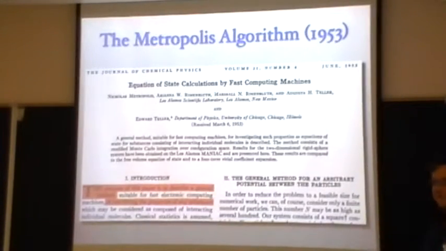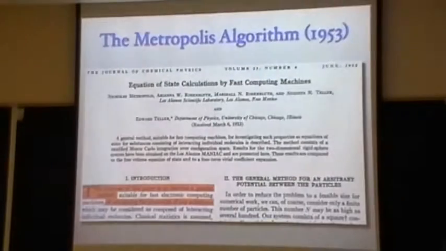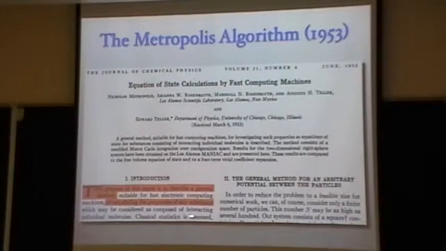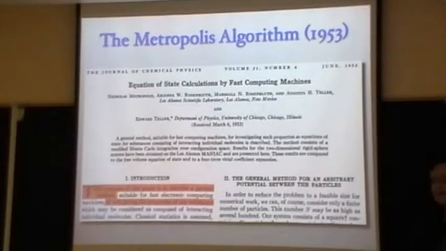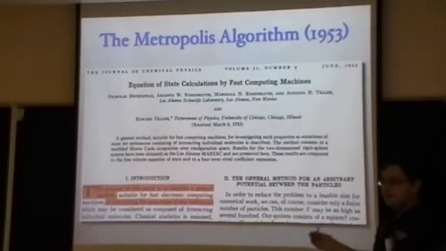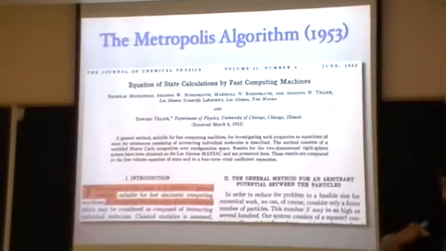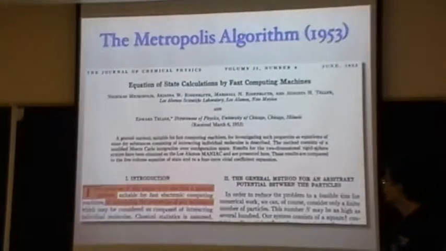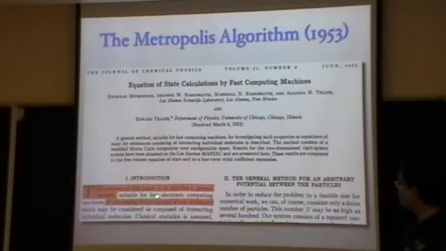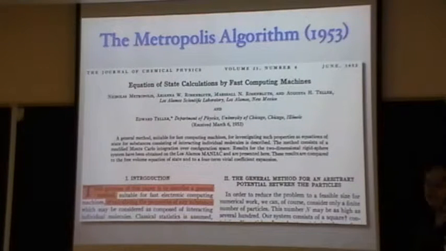So they say they have solved this key problem of statistical mechanics. There's a sentence here that classical statistics is assumed. We solve that problem in the next days. But here they have a method of calculating the properties of any classical system, with a caveat, suitable for fast electronic computing machines. The fast machines which we have now are not fast enough for some problems.